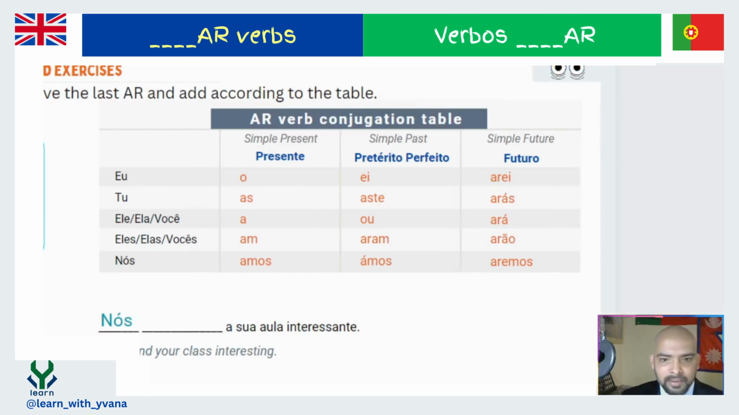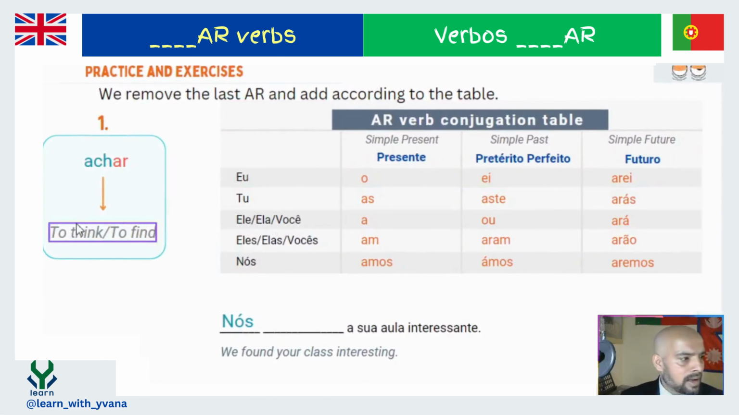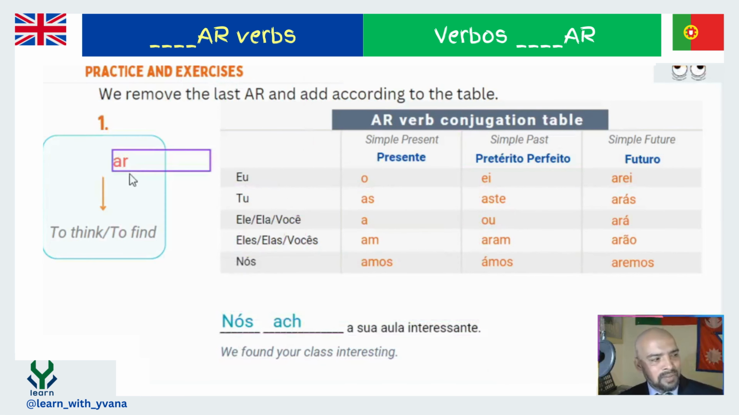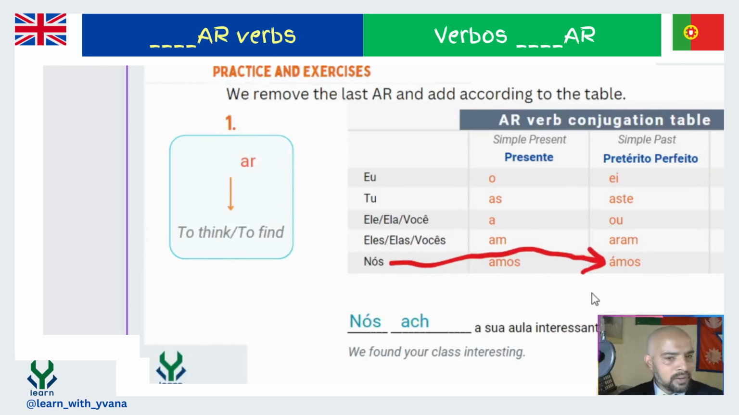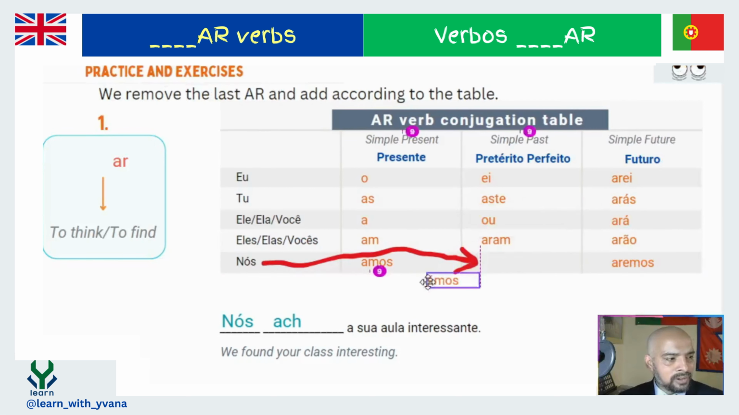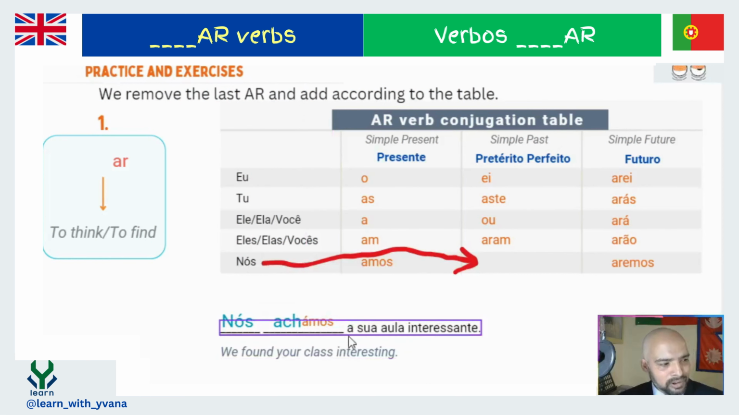Okay, let me change this screen again. Okay, and if I go here, then what I do is I took this ACH here because that is the verb. I just remove the AR and I put ACH here, right? Then I see we found. So with we, here you can see we, right? We means nós, right? So with nós, if you go to the simple past, it is amos, right? So what you do is you just take this amos here, right? And now it is the perfect sentence. Nós achamos a sua aula interessante, right?